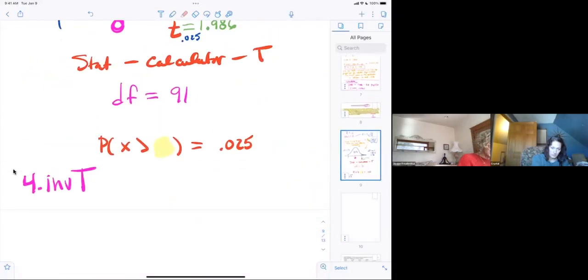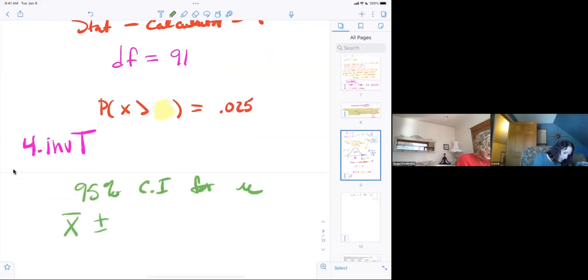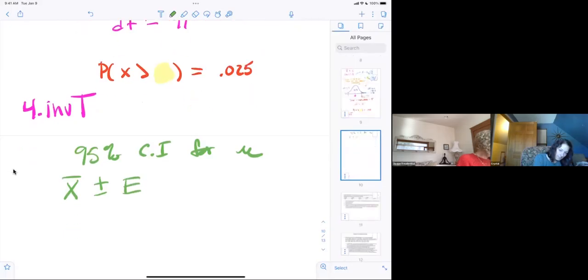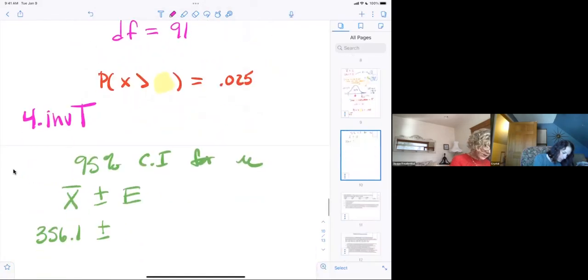Here we go. I have my 95% confidence interval for mu. So X bar plus or minus the error. The sample mean was given to be 356.1 plus or minus. We have to calculate the error. I'll do the error over here. So my error is my critical value T alpha over 2 times S over the square root of N.